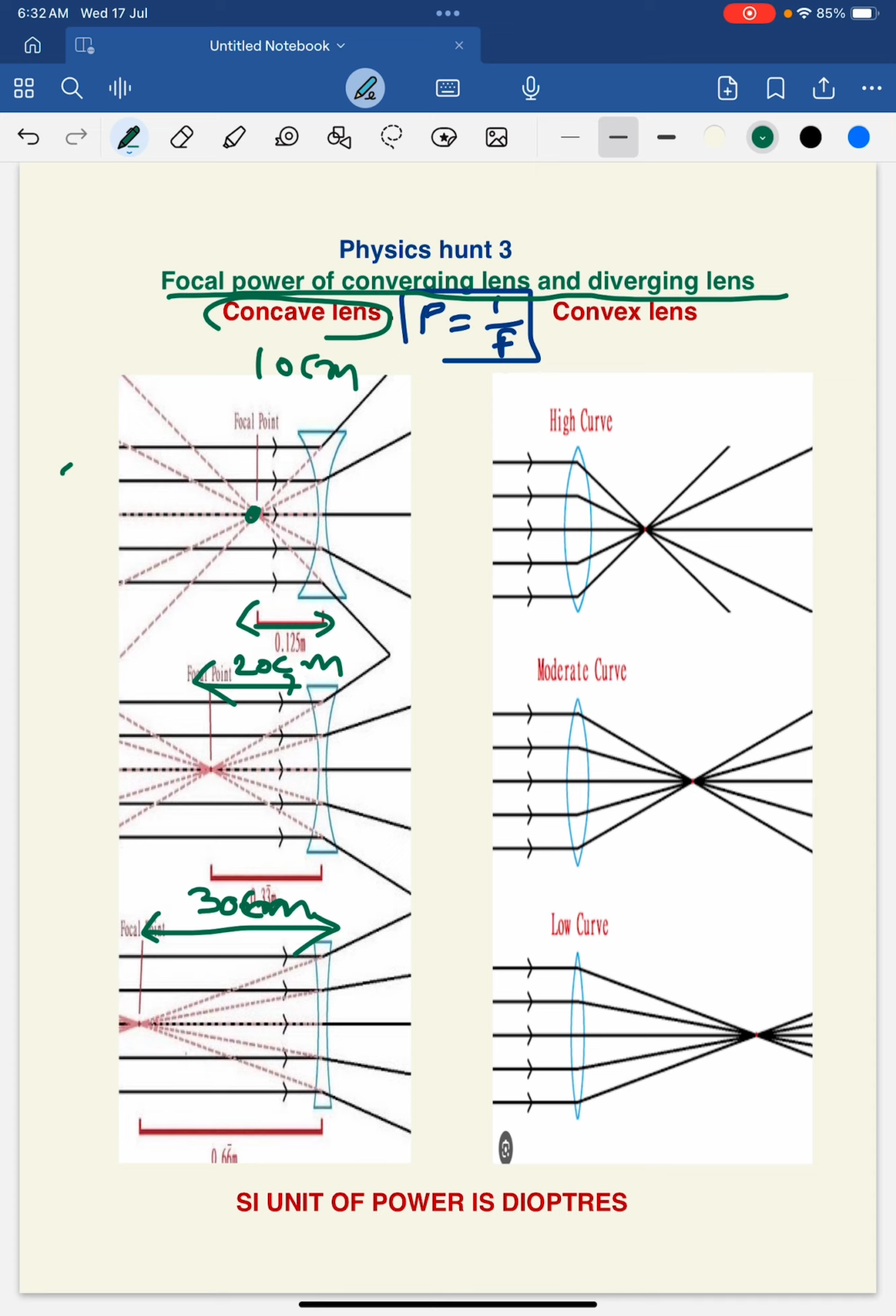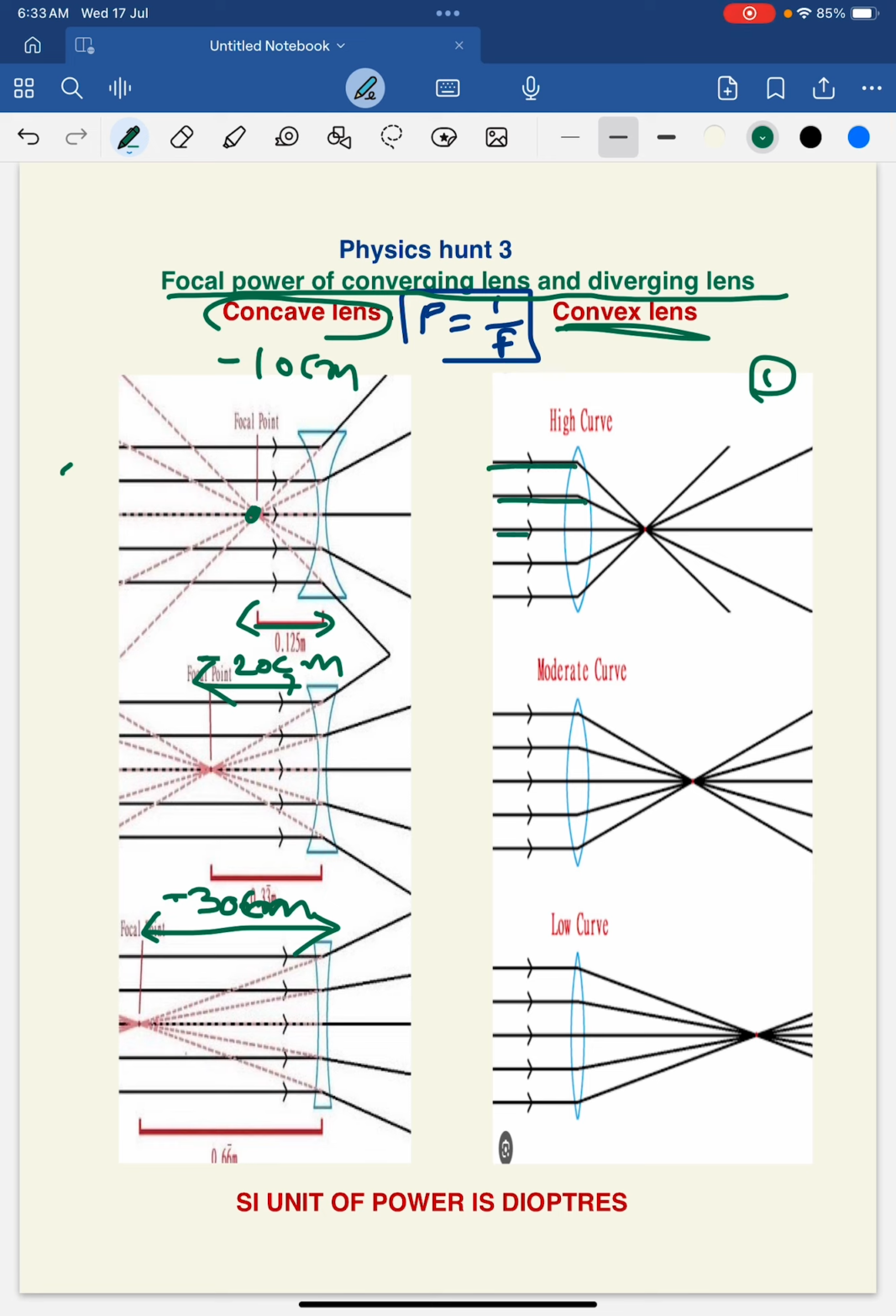Okay, but according to the new Cartesian sign convention, these focal lengths are on the left hand side only, so that's why negative. So that's why minus 10 centimeter, minus 20 centimeter and minus 30 centimeter. Okay, now coming to the convex lens. Okay, so look at the first diagram here.